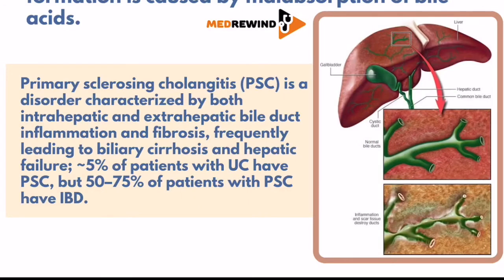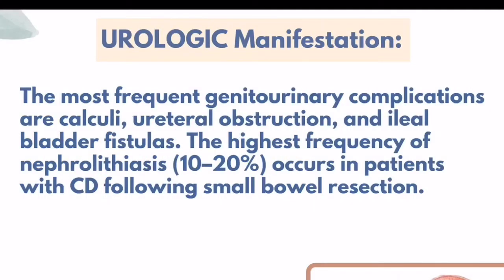Coming to the third manifestation, primary sclerosing cholangitis. You can see this image. Primary sclerosing cholangitis is a disorder characterized by both intrahepatic and extrahepatic bile duct inflammation and fibrosis, frequently leading to biliary cirrhosis and hepatic failure. 5% of patients with ulcerative colitis have primary sclerosing cholangitis, but 50 to 75% of patients with primary sclerosing cholangitis have inflammatory bowel disease.